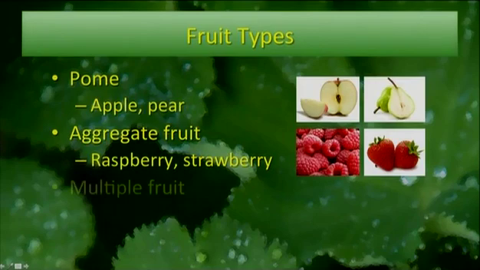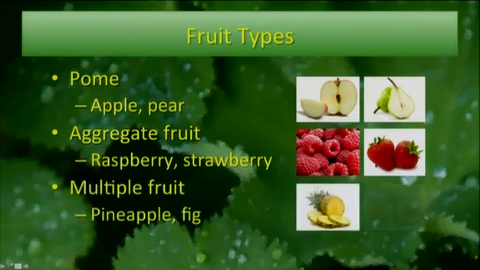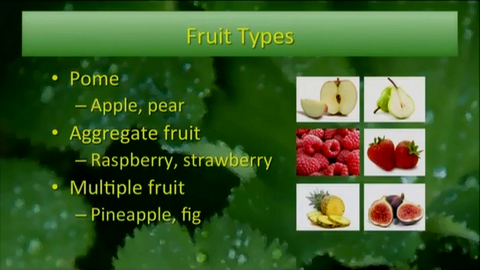Now, multiple fruits come from multiple flowers. So that includes pineapple. Each of these little lozenge shapes on the surface of the pineapple fruit actually represents a flower. And in the fig, the flowers are internal to the outer skin of the fig. So each one of these little drupelets is actually an individual fruit that comes from an individual flower. So multiple fruits come from multiple flowers.